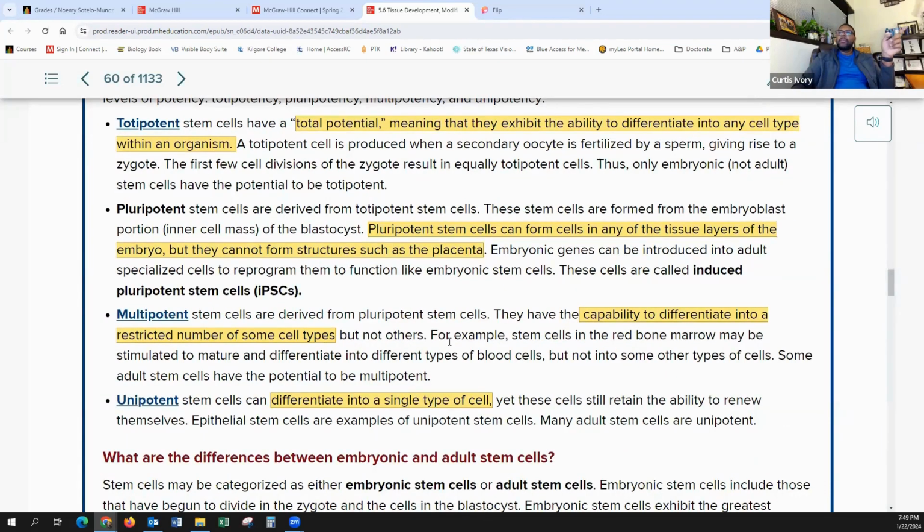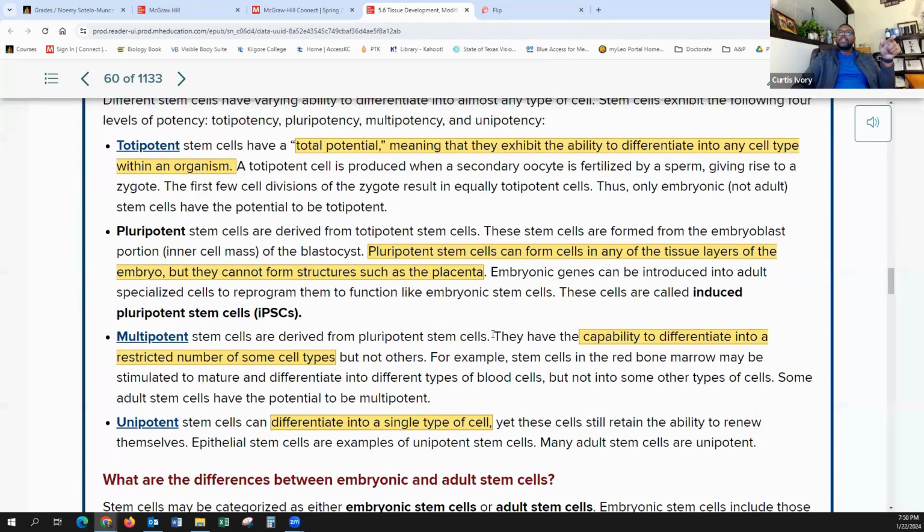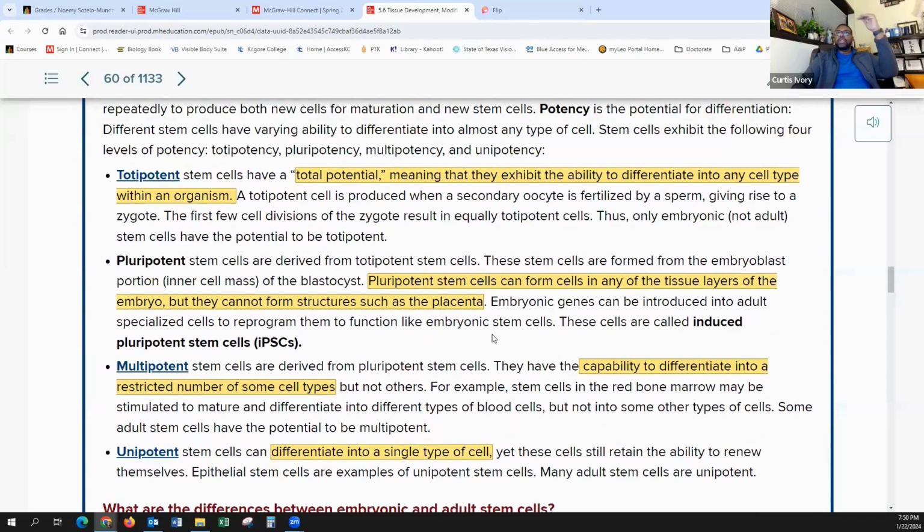Multipotent, which means they have the capability to differentiate into a restricted number of cells. So essentially, as they go through these stages of totipotent, pluripotent, and multipotent, the cells get more specific in their function to the point to where once they get to unipotent, that means they can only become that type of cell. So with totipotent, they can become any cell in the body. They can become an eye cell, they can become bone cells, skeletal muscle. They can become any type of cell.